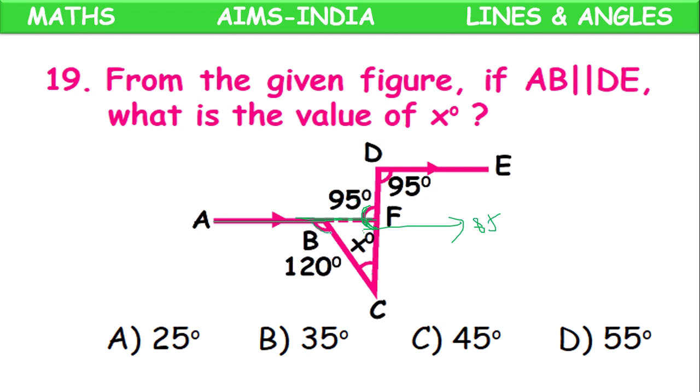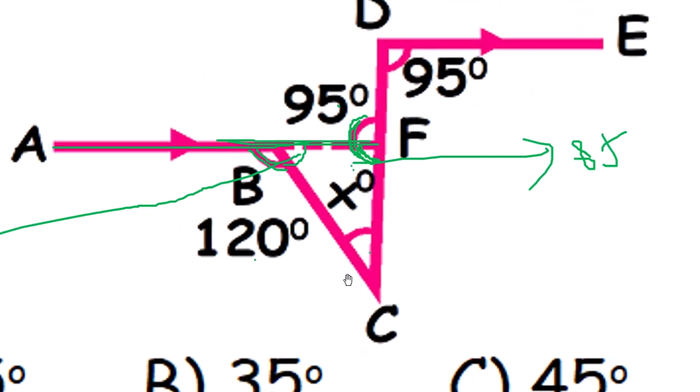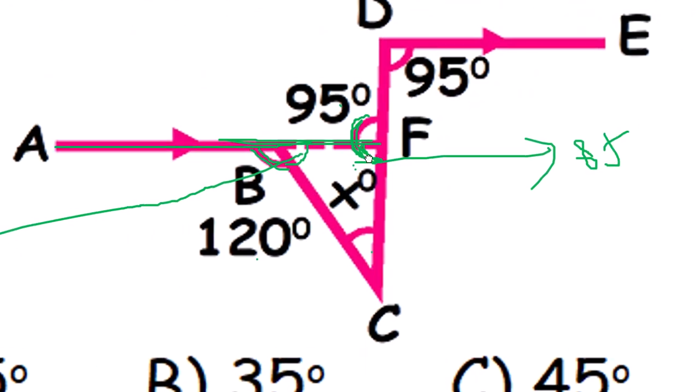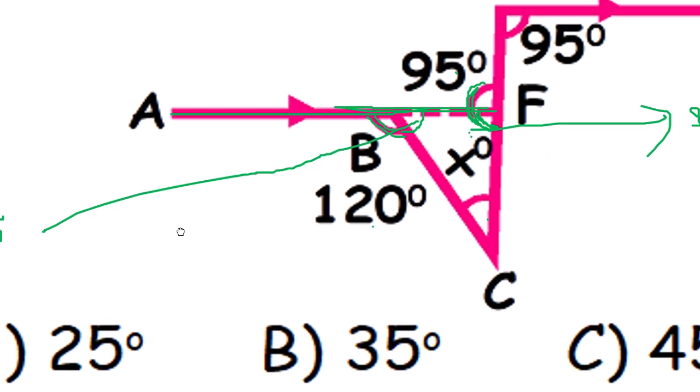And this angle they have given 120. This 120 plus this part equals 180, so this will be equal to 60. So in the triangle, because this 95 and this part will be supplementary, this downside part will be 85. If this is 120, this part will be 60.